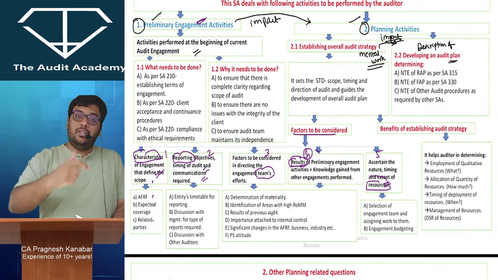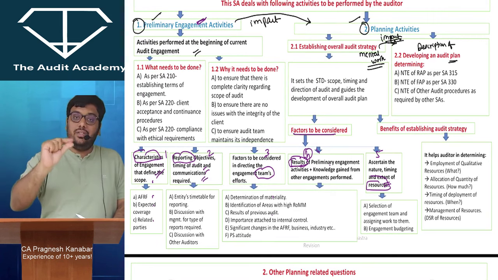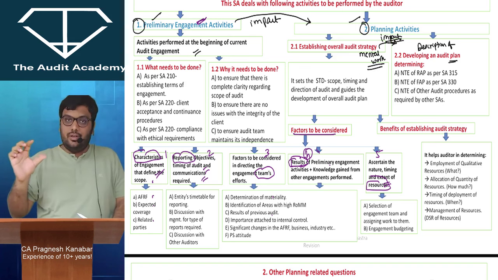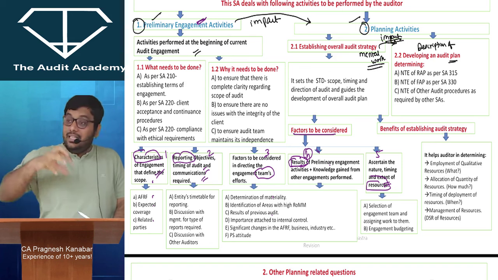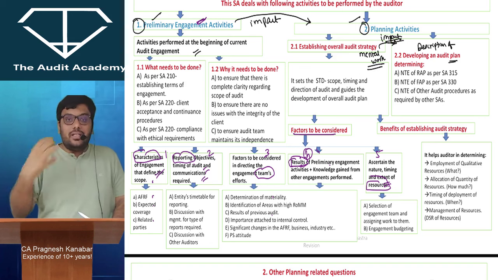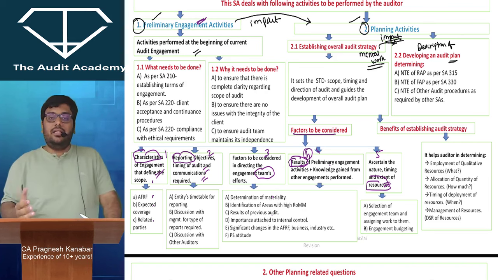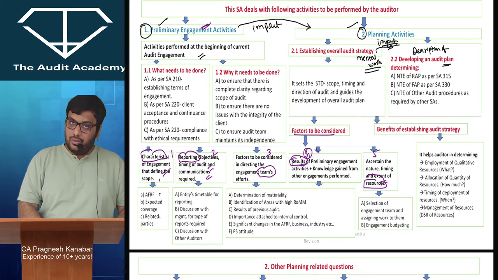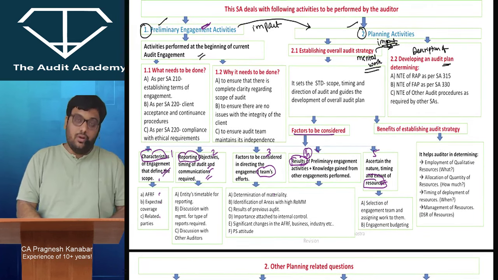So come on, factors to be considered: character of reporting team resulted in resources. Characteristics of the engagement that define the scope, reporting objectives, and the kind of communications that are required, then team's efforts to be directed, results of preliminary engagement activities, which will obviously have an impact on planning activities, and the last point is ascertaining the nature, timing and extent of resources. All right, these are the factors to be considered in establishing overall audit strategy.